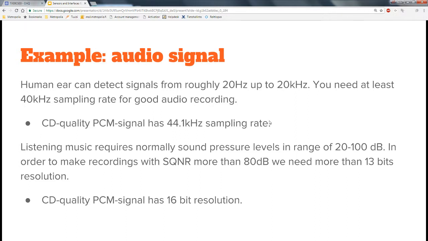Example: audio signal. Actually the human ear can detect roughly from 20 Hertz to 20 kilohertz range. You can still hear probably up to 24. I'm an old guy, I can hear only up to maybe roughly 18 and a half. Okay, the highest tones go first.